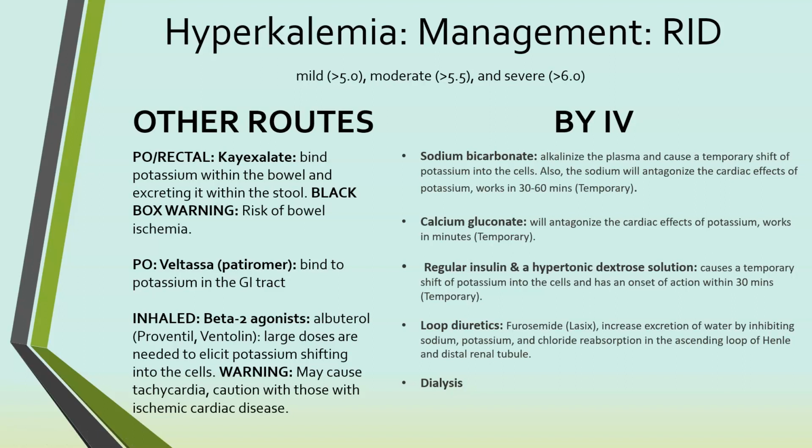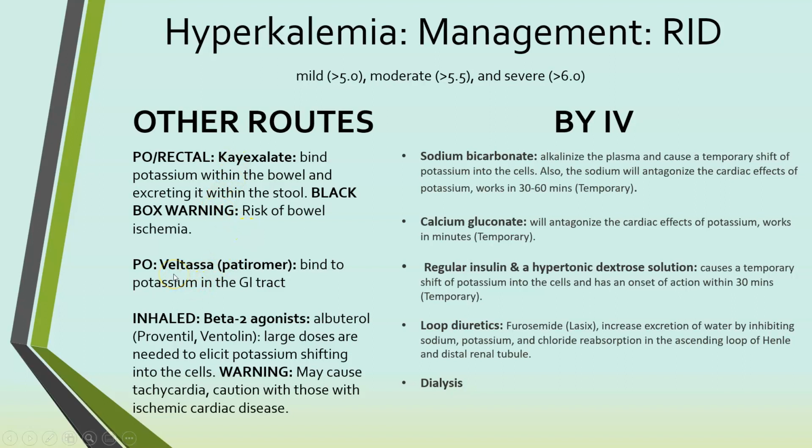So managing hyperkalemia is going to be about ridding the body of it. Know that the severity is going to be mild, moderate, or severe. Levels above 6 are going to be considered severe. Rectal Kayexalate will actually bind to potassium within the bowel and excrete it in the stool. The problem with using Kayexalate is that there's a risk of bowel ischemia with it. One way to think of it is you poop the K out.